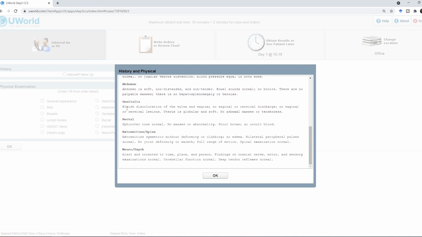On the genital exam, you'll notice that there is bluish discoloration of the vulva and vagina with no vaginal or cervical discharge. This could be a sign of pregnancy, and this goes along with the other signs in this case that is suspecting pregnancy as the cause of the patient's nausea and vomiting. The uterus is globular and soft with no adnexal masses or tenderness. Normal rectal, spine, extremity, and neural exam.